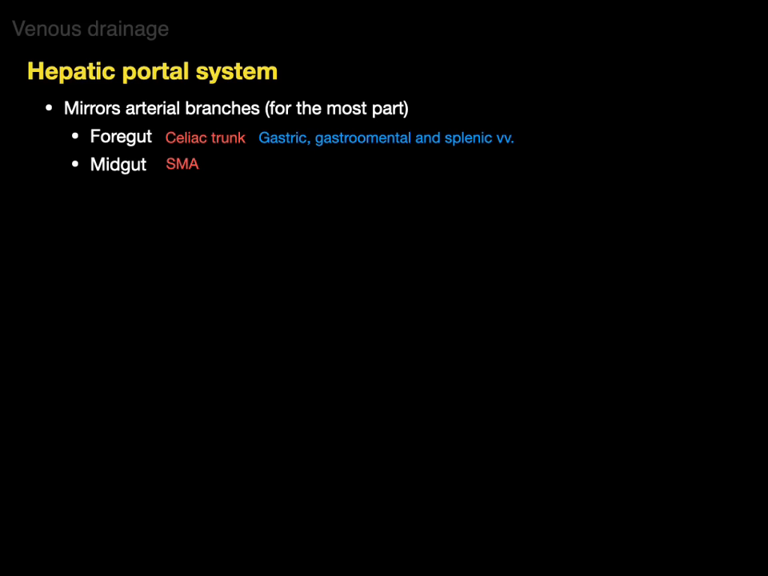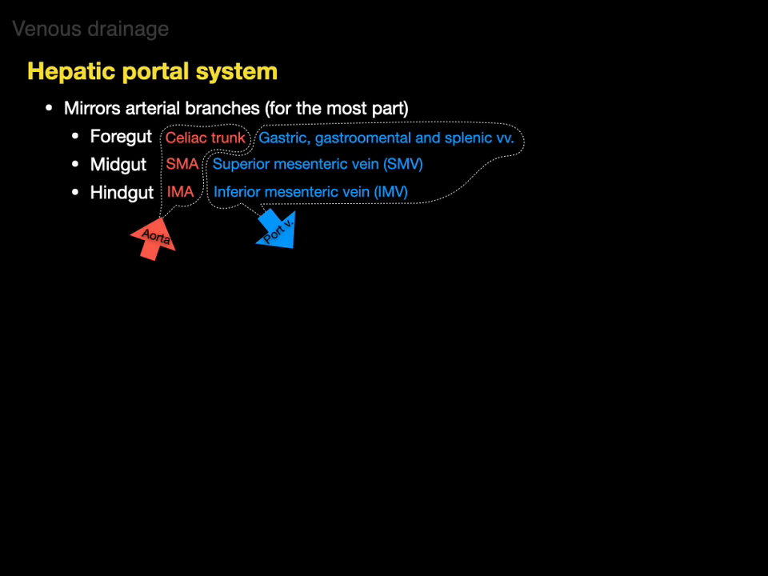To talk about that, we need to discuss the hepatic portal system. The hepatic portal system mirrors the arterial branches for the most part. So for the foregut, you have the celiac trunk supplies it, and the gastric, gastroepiploic, splenic veins drain the foregut. The midgut supplied by the SMA, midgut's drained by the SMV. Hindgut's supplied by the IMA, it's drained by the IMV. So we see that the aorta supplies the foregut, midgut, hindgut, and then the portal vein drains the gut tube.